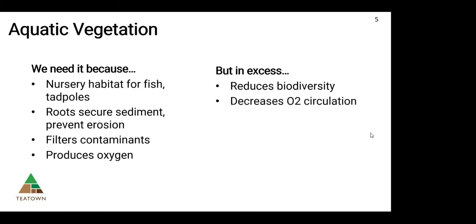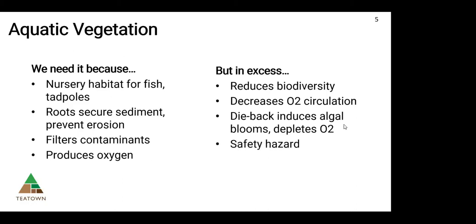And then, yes, of course, plants produce oxygen, but they can also decrease oxygen, both circulation and the actual amount of dissolved oxygen within the lake. If you have a large monoculture of plants, you can encourage stagnant water, which is obviously decreasing the circulation of dissolved oxygen. And then the dieback of all of those plants helps to produce those algal blooms that we were talking about in the last webinar. And that's just because all those plants die back and they release excess nutrients into the water. And then that algae, when it dies off, also depletes the oxygen available.